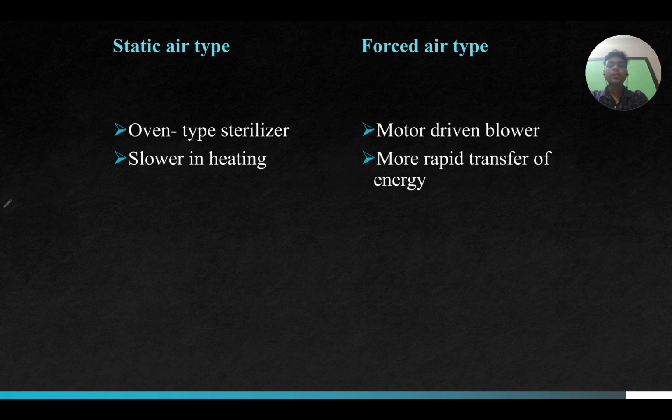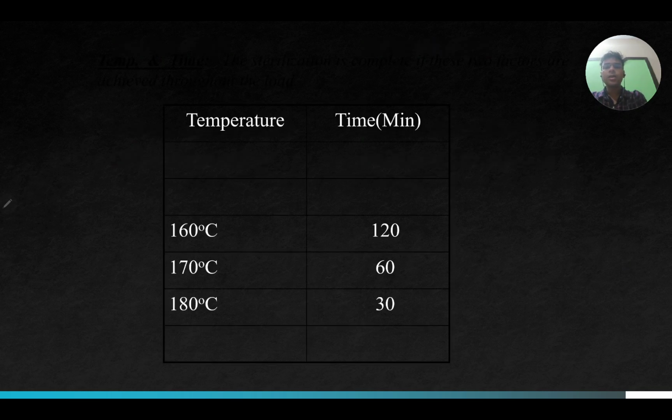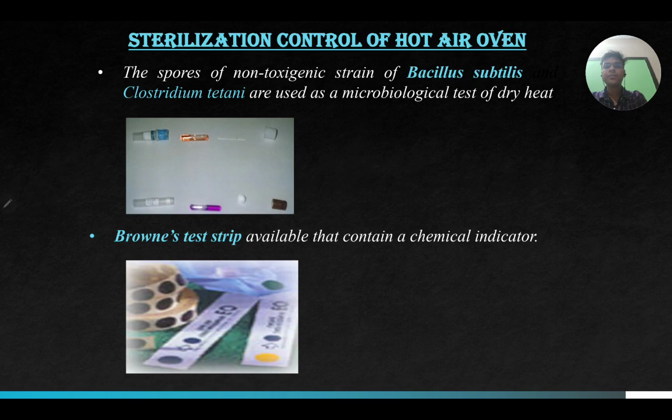There are two types, actually: static air type and forced air type. The static air type is an oven type sterilizer, which is slower in heating. The forced air type is motor driven, which is more rapid in action. Coming to the temperature and time period, for 160 degrees Celsius, a time period of 120 minutes is utilized. For 170 degrees Celsius, 60 minutes are utilized. For 180 degrees Celsius, 30 minutes are utilized.